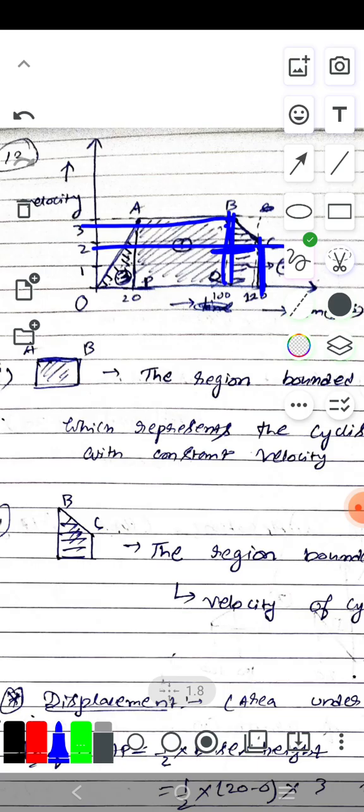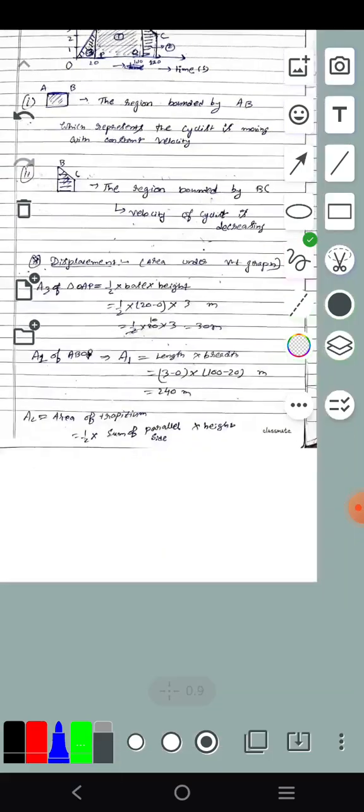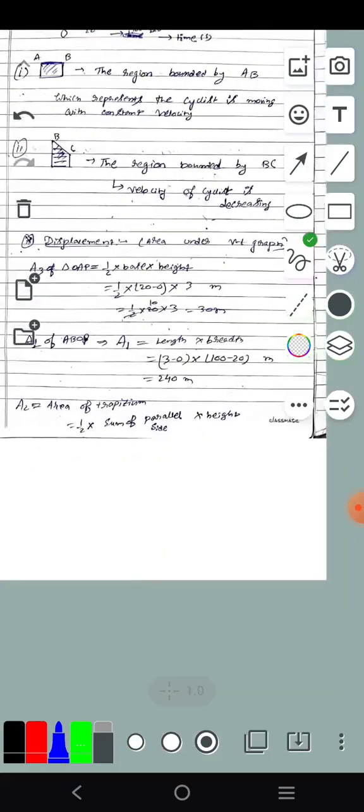And the perpendicular distance is this 100 to 120 second interval. This 20 second time interval represents the perpendicular distance, and these are the parallel sides. Parallel sides, one is 3, another is 2, and the perpendicular distance is 20. Now what is the formula? Half into the sum of parallel sides into the height or perpendicular distance.